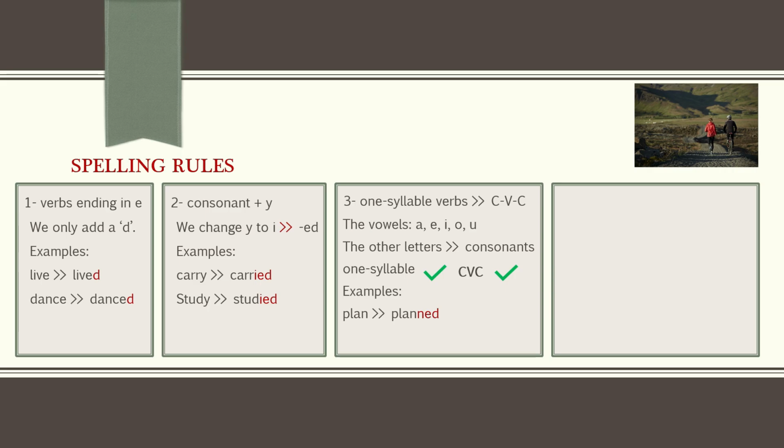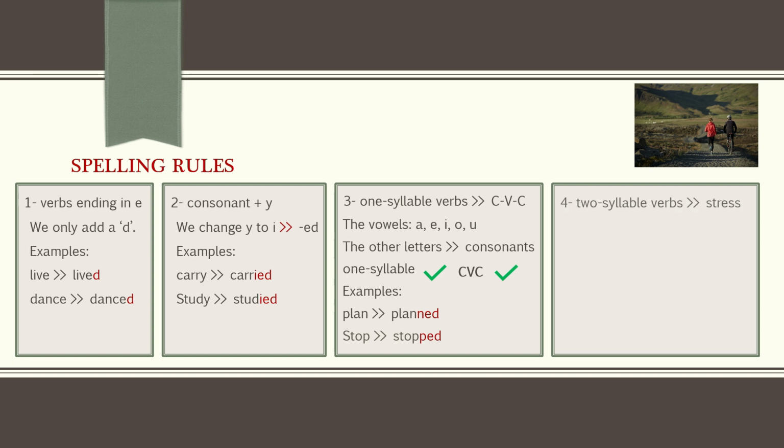Because it's a one-syllable verb with this pattern, we double the final consonant before adding ed. That's why plan becomes planned. Another example, stop becomes stopped. And what about this example? The verb stop also ends in a CVC pattern, consonant, vowel, consonant. Because it's a one-syllable verb with this pattern, we double the final consonant before adding ed.